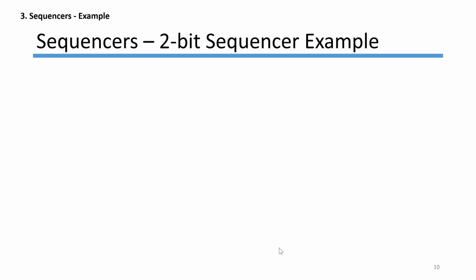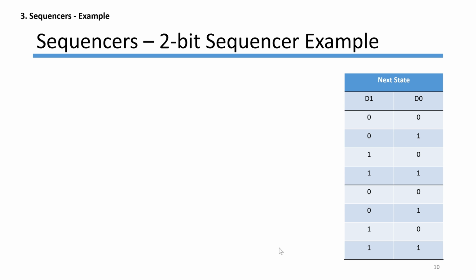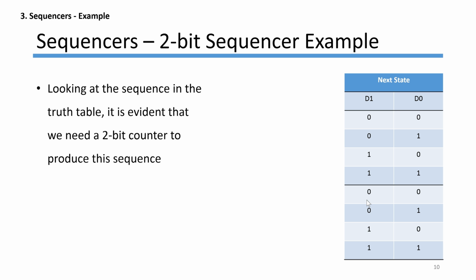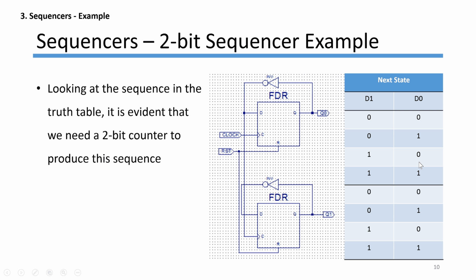Now let's look at an example of the 2-bit sequencer. This is the truth table for the 2-bit sequencer. As you can see, it goes from 0,0 to 0,1, 1,0, 1,1, and repeats that sequence. Looking at this sequence, it's evident that we need a 2-bit counter to produce it. So we need 2 flip-flops or 2 storage elements, one for the first bit and one for the second bit.